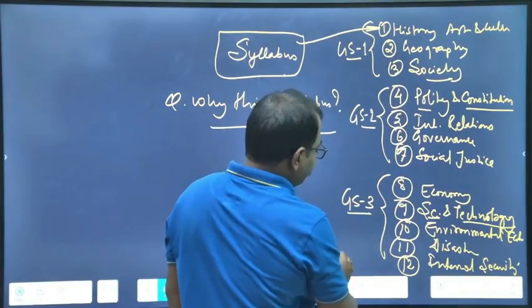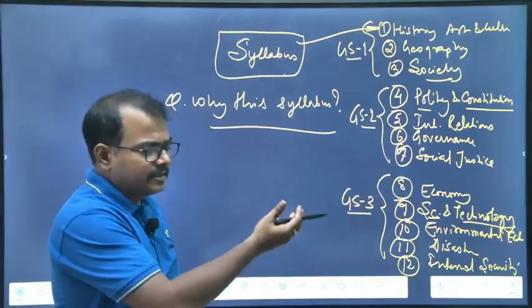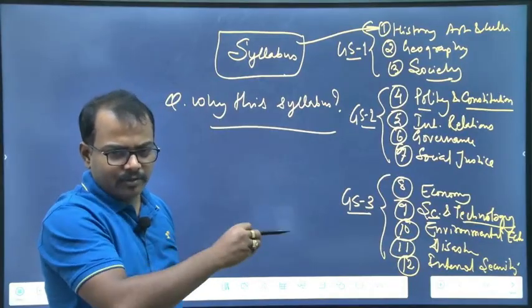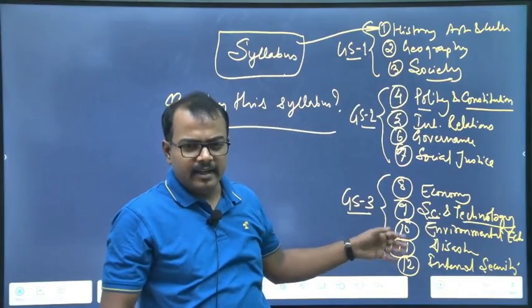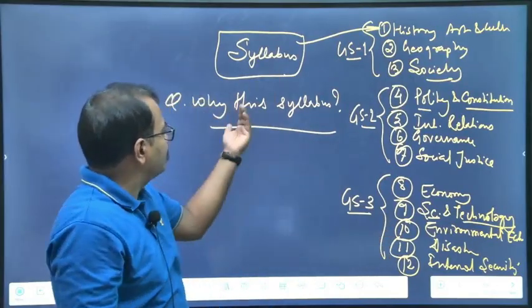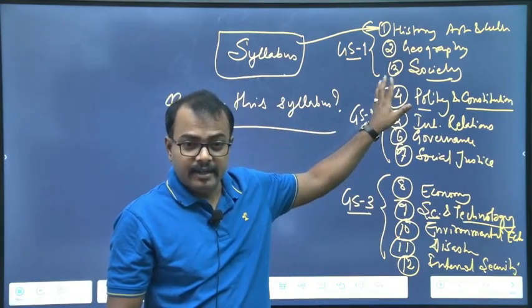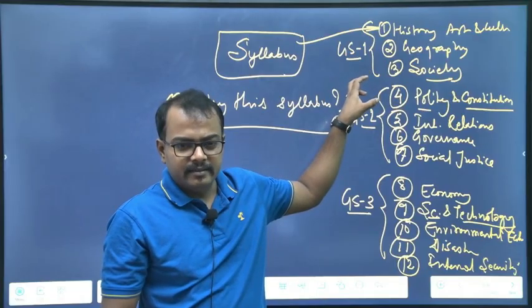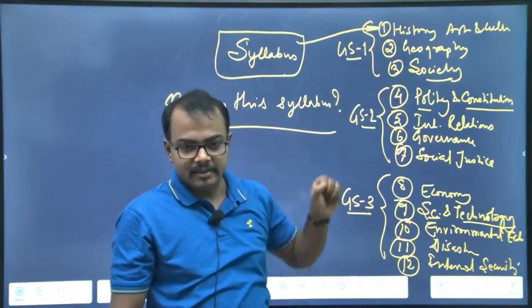And then we have GS4, that is ethics, a philosophical kind of paper. That is the ethics paper, that is GS4. I am not writing that ethics paper for now. I am simply writing these 11, 12 papers. And now I will ask the question: why is this syllabus given? So now I will try to explain why this syllabus is given and what this syllabus is.